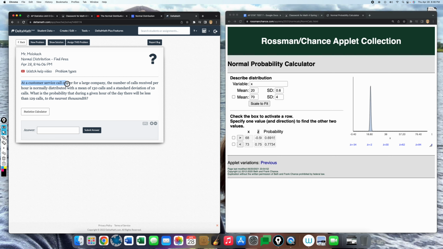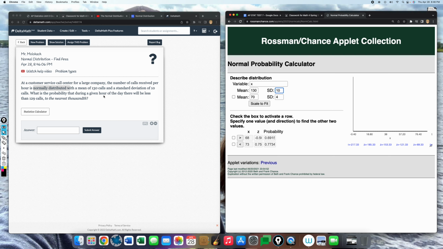At a customer service call center for a large company, the number of calls received per hour is normally distributed, so we're definitely using this calculator, right? With a mean of 130 calls and a standard deviation of 10 calls. So typically a sample would be off, the average of a sample would be off by 10 every time we took a sample from the population.